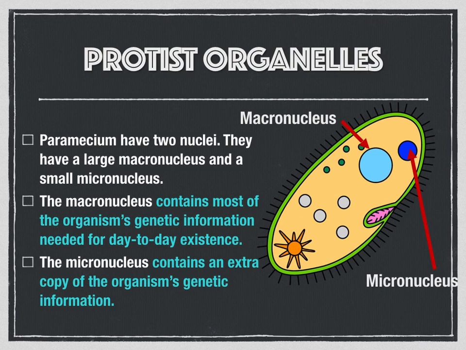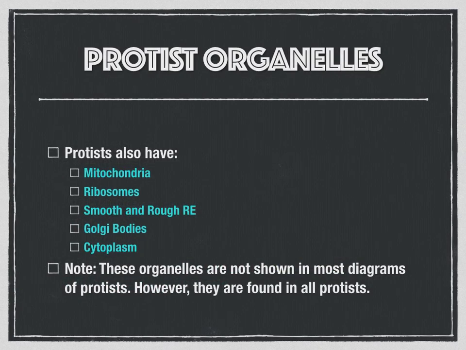Paramecium have two nuclei. They have a large macronucleus and a small micronucleus. The macronucleus contains most of the organism's genetic information needed for day-to-day existence. The micronucleus contains an extra copy of the organism's genetic information. Protists also have mitochondria, ribosomes, smooth and rough ER, Golgi bodies, and cytoplasm. These are usually not shown in most diagrams of protists, but they are found in all protists.